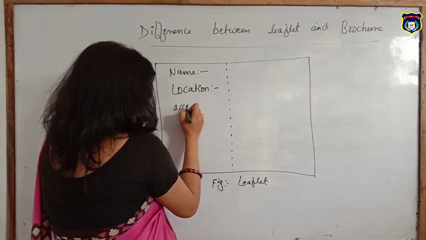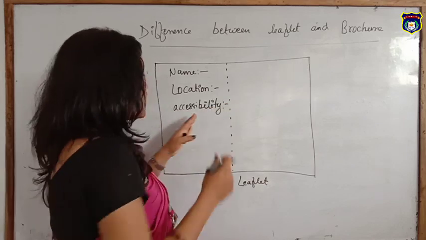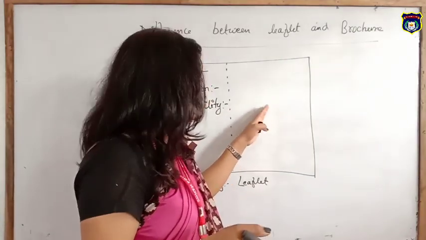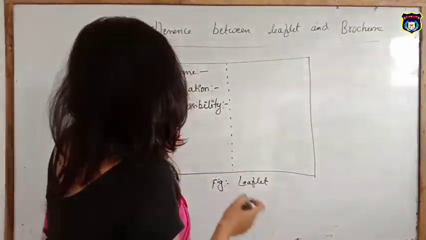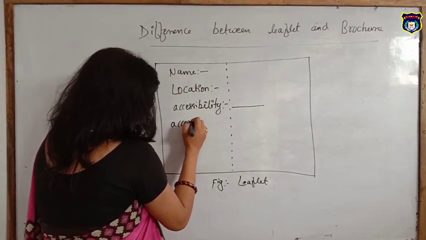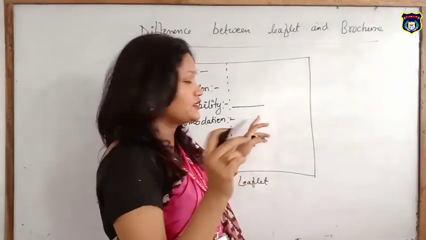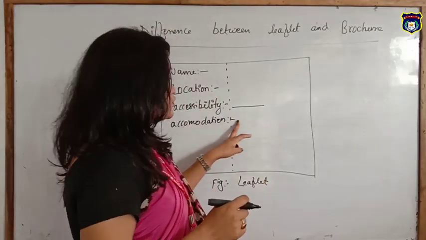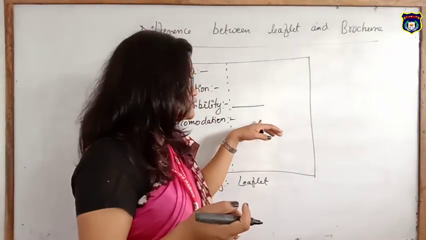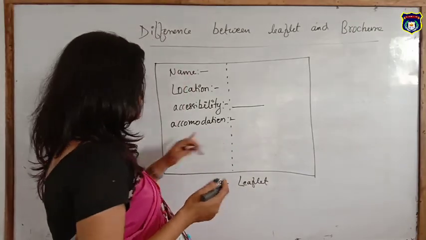Now, accessibility. Accessibility means how to get there: by air, by bus, or by foot. That should be mentioned in accessibility. Now, accommodation. Since we are quite new to that place, we must mention the accommodation, meaning the facilities given to tourists, like hotels, what type of food, where to stay, everything. That should be mentioned in accommodation.